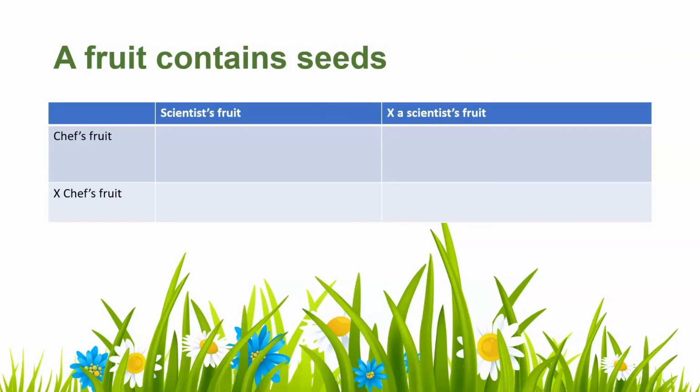A chef's fruit is something that a cook or a chef, or maybe you at home, would use to make a pudding or a sweet. A not chef's fruit is something that you wouldn't necessarily want to have with custard. A scientist's fruit will contain seeds. If it doesn't contain seeds, often it wouldn't be considered to be a fruit.